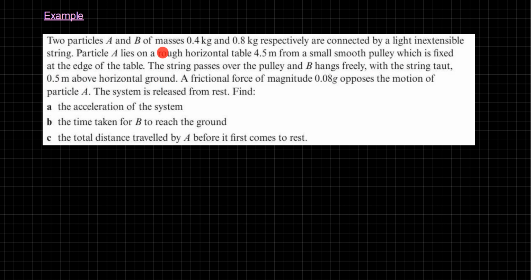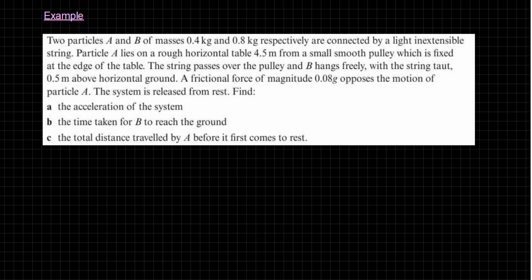We did say that, didn't it? Yeah, it's rough here, so that makes sense that therefore there'd be a frictional force, and it's of magnitude 0.08 g, and that frictional force acts against the motion of particle A, which is sitting on the table. So that's all set in place, and then the system is released from rest. It's let alone to do whatever it does, and we're then going to find out what happens.